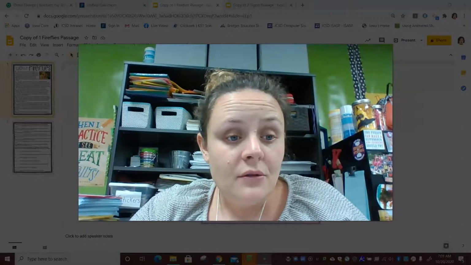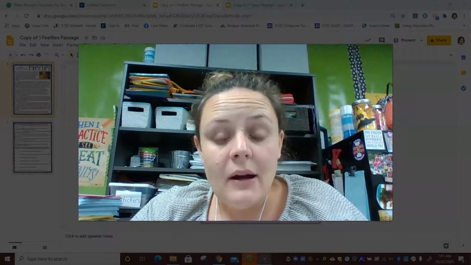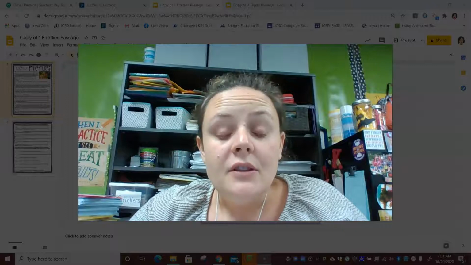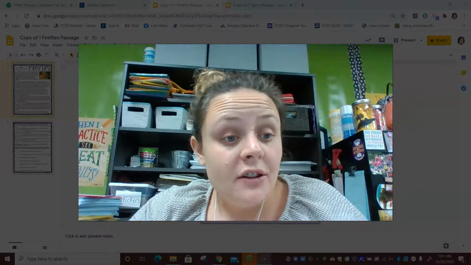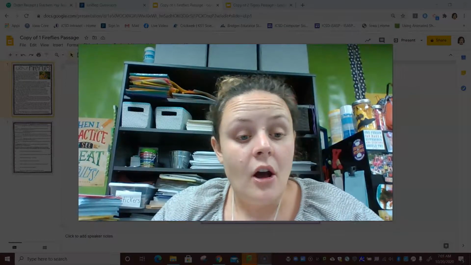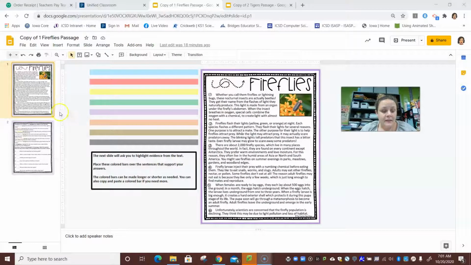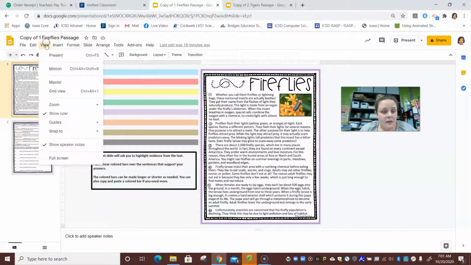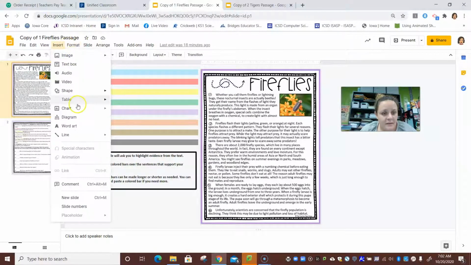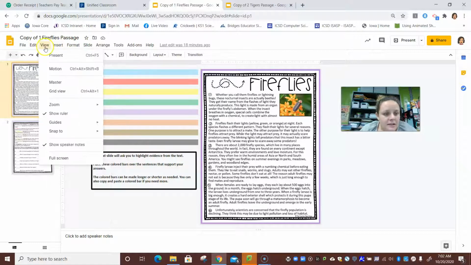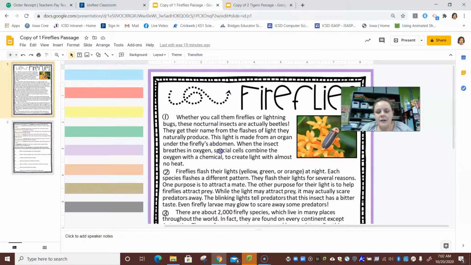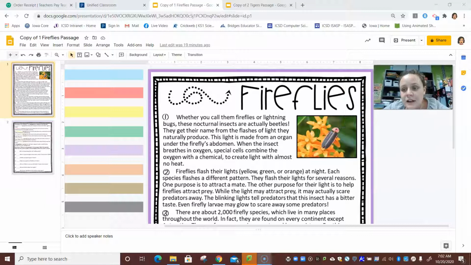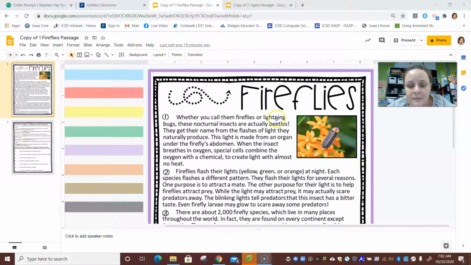So today we're going to be working through a passage together and thinking about how that author is using text evidence to support the information they're providing. So we'll do it together, and then today you will also be doing one on your own. So today we're going to be starting with fireflies, and I'm going to make this a little bigger here so we can see it. Okay. So I'm going to read you this informational text about fireflies. So hopefully we'll learn something new about fireflies while we're also learning about text evidence.